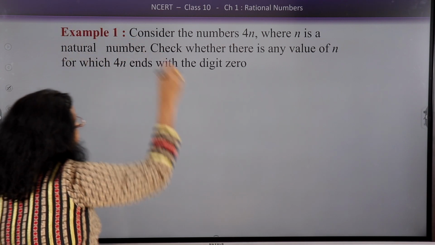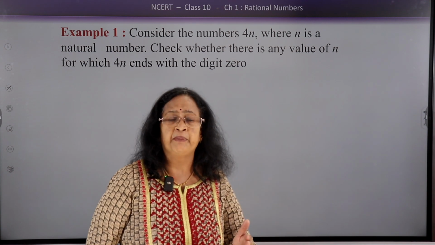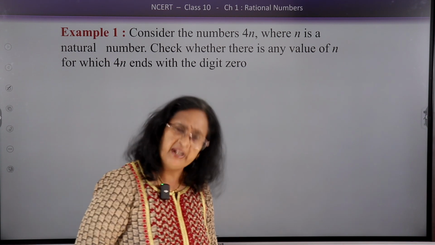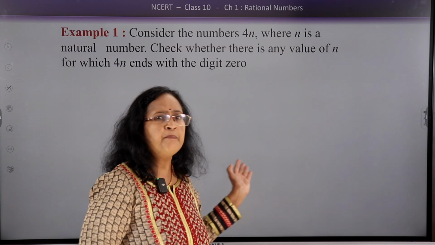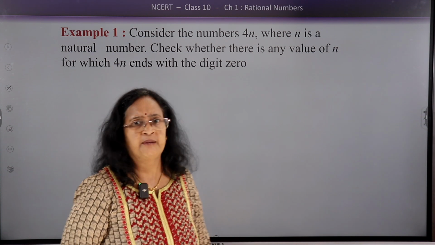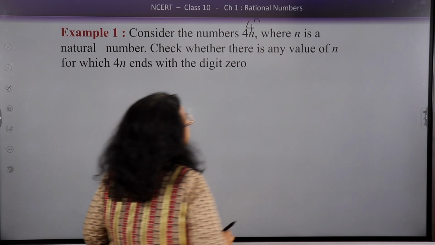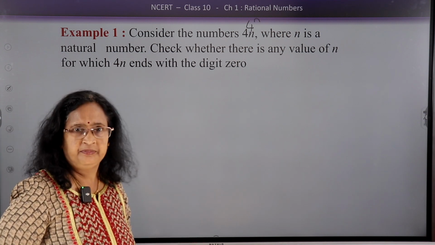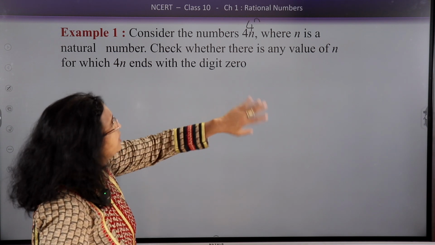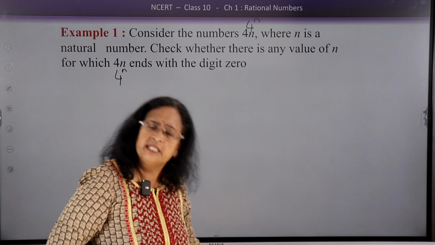Now, we come to the examples of the chapter Real Numbers. We'll do the examples, which will be a basic guide for you to do the exercises. All right, we will do each and every sum of the exercise, but examples are important as they are the guidelines, the guide for solving exercise sums. Now consider the number 4 to the power n, where n is a natural number. Check whether there is any value of n for which 4 to the power n ends with the digit 0.